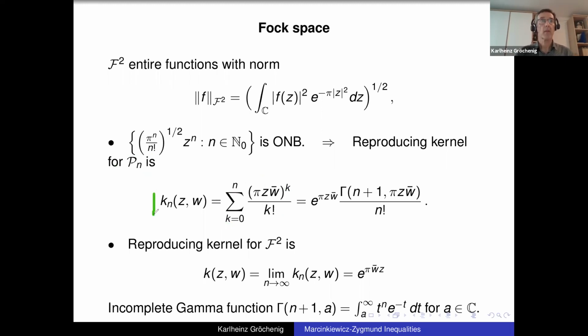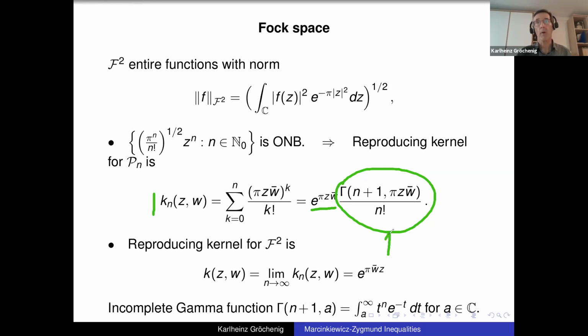And this is the intrinsic reproducing kernel. What is important for later is that you can write it as exponential times incomplete gamma function. Well, if you take n to infinity, then you get the exponential function at pi w z, and this is the reproducing kernel for Fock space, as you have probably heard several times already this week. So these are the main ingredients required for the analysis.